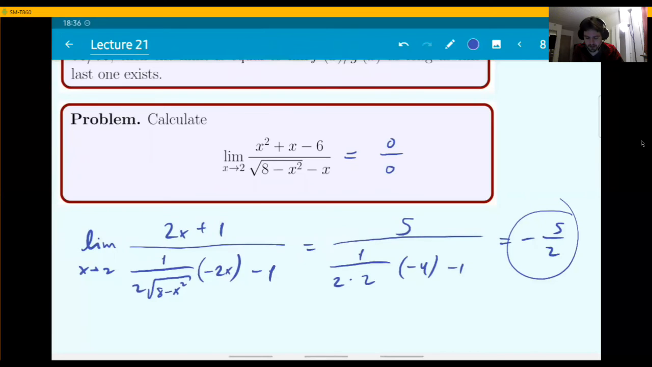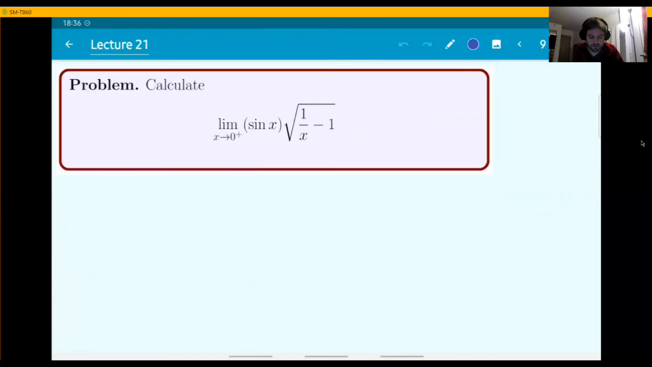So very easy. Just be careful with the derivatives. You have to take them correctly. But what about this one now? It is not of a quotient type initially. We have to convert it to that type. But first of all, let's try to think about what's happening.